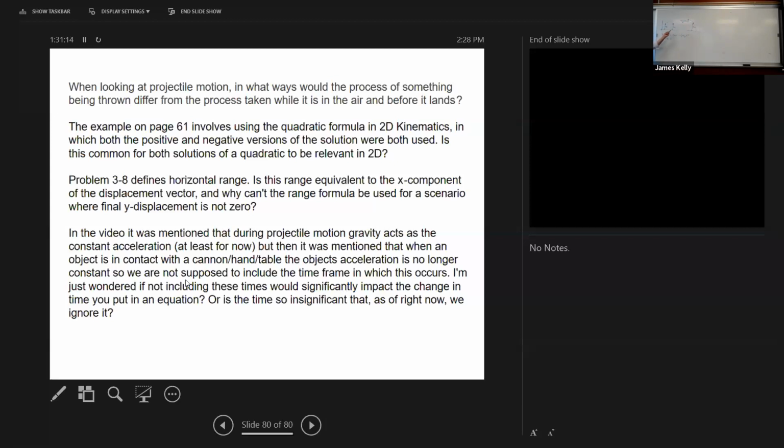If somehow it had been in free fall and just happened to reach its highest point, then there would be a negative time. If I called this t equals 0, this would be a negative time. That would be a positive time. So sometimes they're relevant, sometimes not.